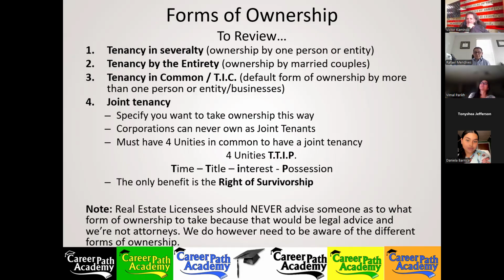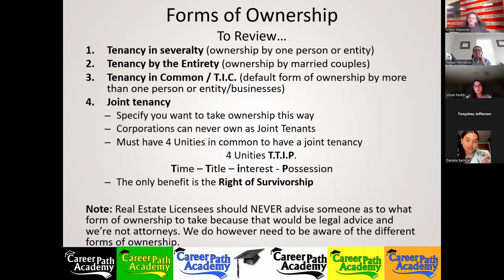Okay. So these are the 4 forms of ownership. So you're not a tenant like a renter. This is the 4 types of ownership. So don't overthink the word tenancy. Tenancy in severalty, tenancy by the entirety, tenancy in common. That doesn't mean that you're a tenant that is renting. It's just a form of saying you're occupying it.